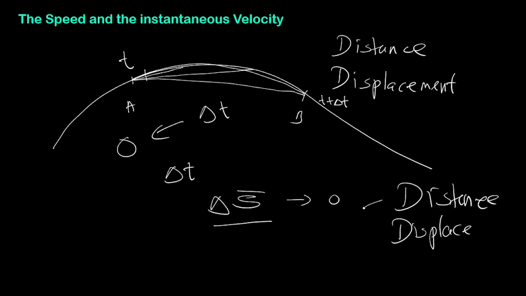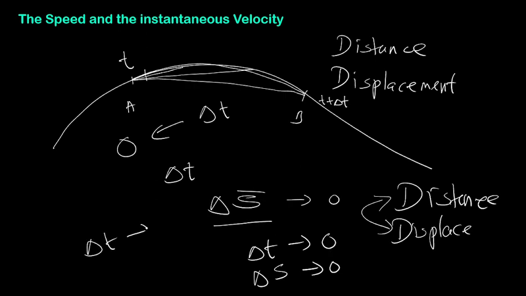Means distance and displacement become almost equal to each other when delta t is made smaller and smaller, which causes the displacement to become smaller and the distance also to become smaller. So as delta t is made smaller indefinitely, we get the displacement more and more equal to the distance. So distance and displacement become nearly equal to each other when delta t is very small.